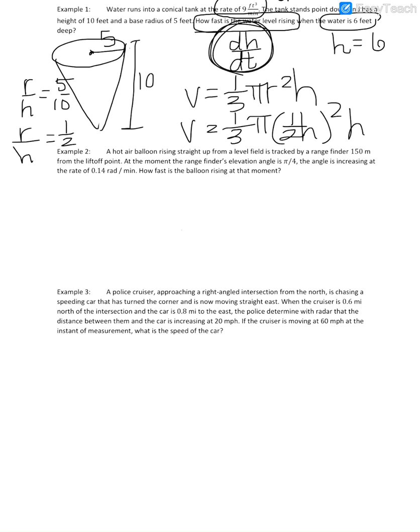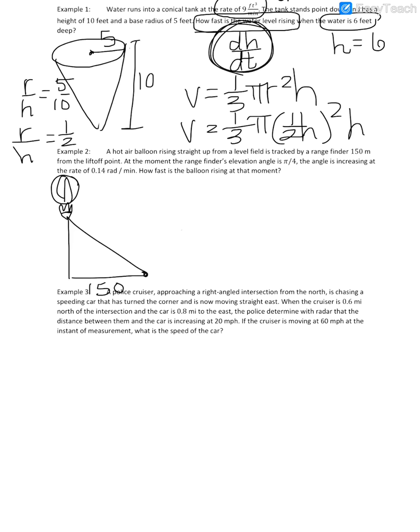Okay, so we're going to draw a picture. We have our balloon. It is rising in the air. And we have this rangefinder over here. And they already told us it's 150 meters away. It forms an angle. I don't want to put my 150 there, do I? Put it down here. It forms an angle with the balloon, okay?